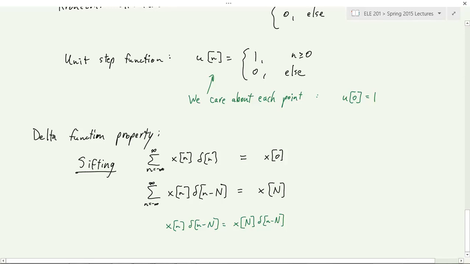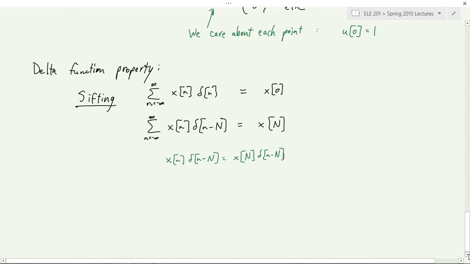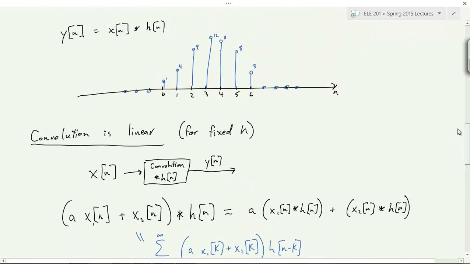There's a sifting property. In fact, there's another way to interpret this that I kind of like. Interpret a signal as composed of delta functions. Okay, to show what I mean, I'm going to go back up to our x of n that we defined for this example way at the beginning.